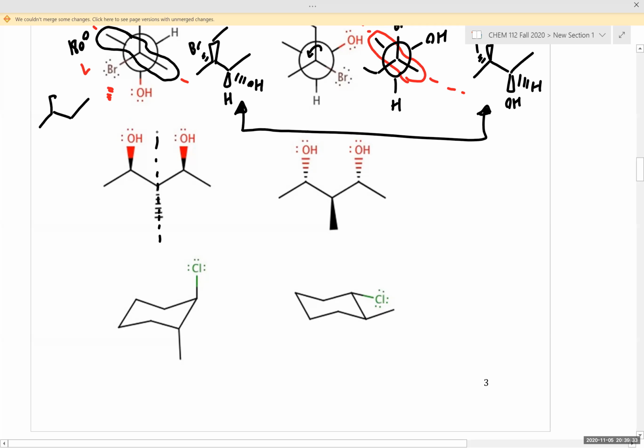Now, as we notice, if we draw this axis of symmetry or plane of symmetry, are both substituents identical in stereochemistry across our plane of symmetry? It's identical. So these two structures are considered meso and they're identical.